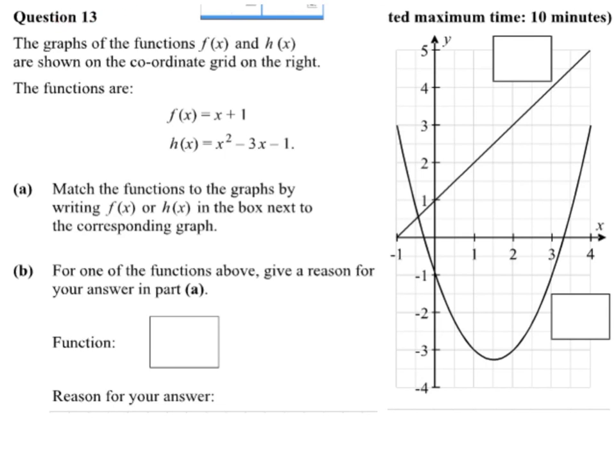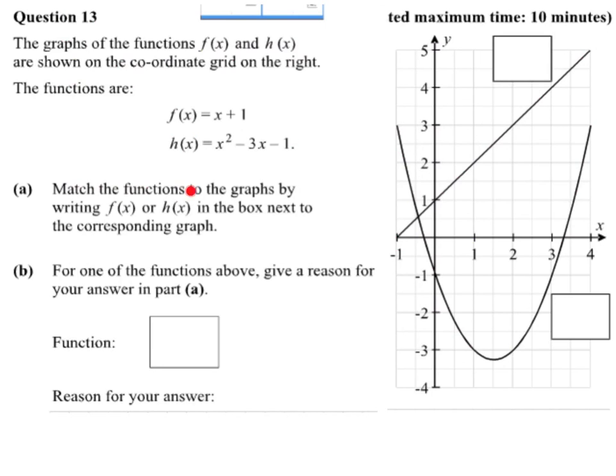Question 13. The graphs of the functions f of x and h of x are shown on the coordinate grid on the right. So here's our x-axis, here's our y-axis, here is a straight line, and here is a curve. One of them is f of x and one of them is h of x. The functions are f of x equals x plus 1, h of x equals x squared minus 3x minus 1.